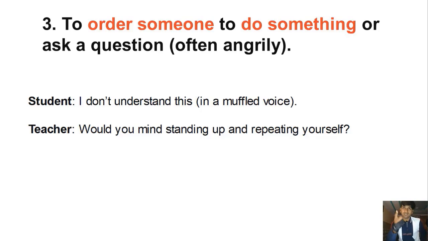So the teacher says, stand up and repeat what you said. This is an order. This is a command. But the teacher is quite generous or formal in giving this command. So the teacher says, would you mind standing up and repeating yourself? Stand up and repeat yourself. This is what the teacher means. But the teacher is being quite formal, that's why he or she says, would you mind standing up and repeating yourself?